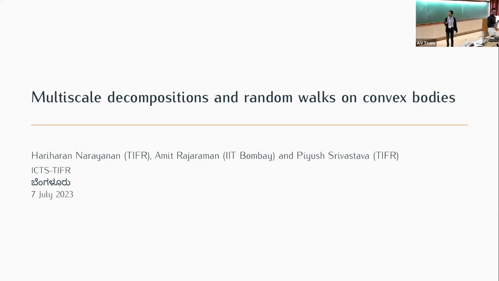So as we're talking about sampling from convex bodies, this is joint work with Hari, who you heard already, and Amit, who was at IIT Bombay. He's just finished his undergrad there and he's moving to MIT. This is part of his undergrad thesis, if I recall correctly.